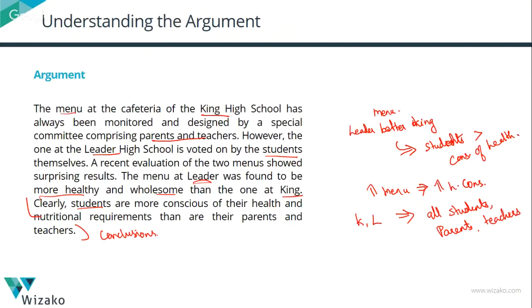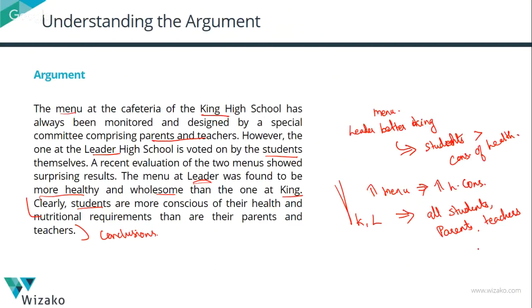That is what we're talking about: specifically their nutritional requirements and health requirements, health consciousness. If you have an answer option that talks about something other than nutrition and health, if you talk about how parents and teachers have a better idea of what the students need to do in their future than the students themselves, then you're not necessarily weakening the argument, because we're only talking about health consciousness. But if you question either of these two relationships in the argument, either the cause-effect relationship or the comparison, so basically, if you have an answer option that says, so what if the menu at Leader is better? That doesn't necessarily mean the students have better health consciousness. The menu at Leader could be better because of other factors.